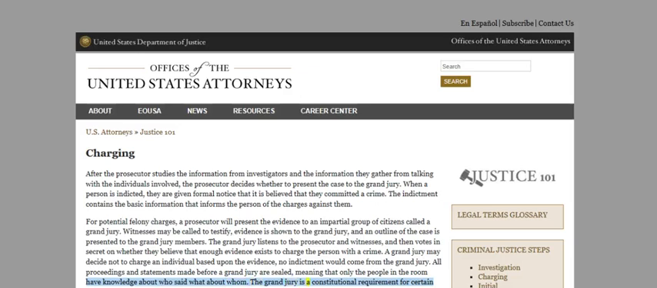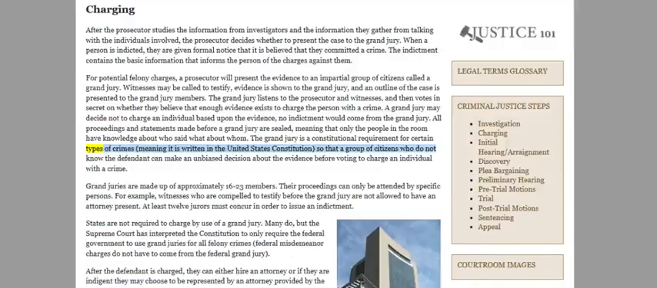The grand jury is a constitutional requirement for certain types of crimes, meaning it is written in the United States Constitution, so that a group of citizens who do not know the defendant can make an unbiased decision about the evidence before voting to charge an individual with a crime.